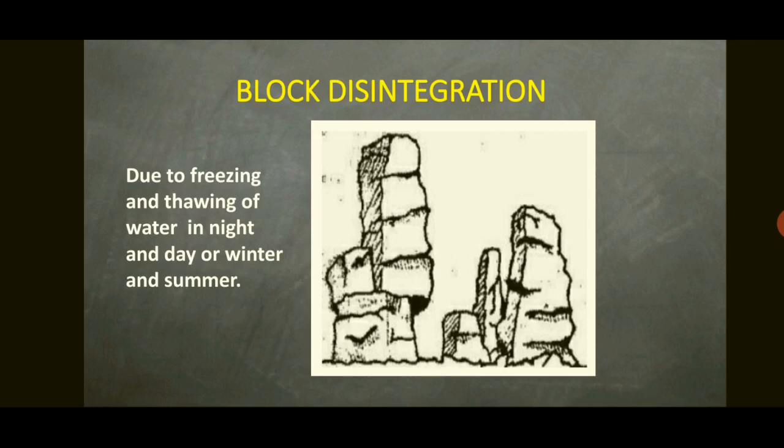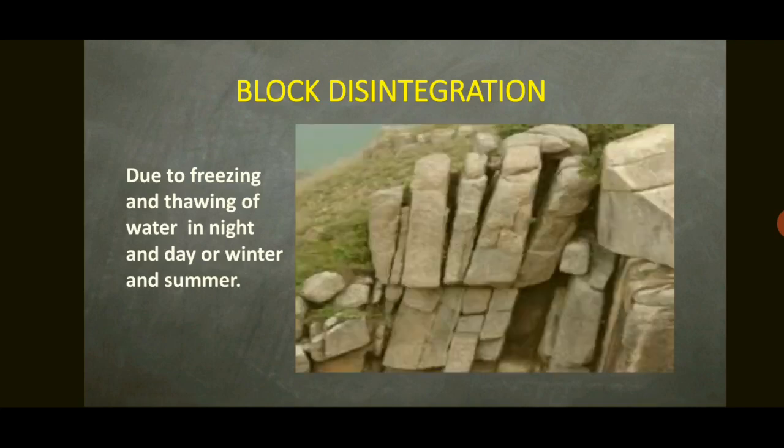You can see a picture. This type of weathering is also known as block disintegration, and the main agent here is the freezing and thawing of water at night and day, or in the winter and summer season. Especially in the mountainous region it happens.